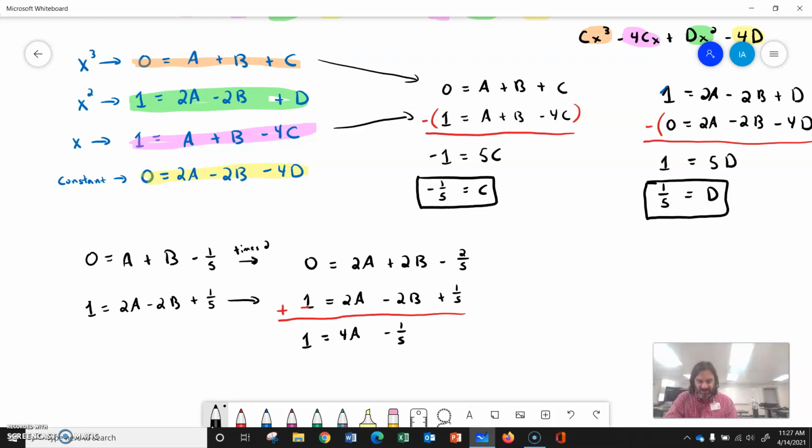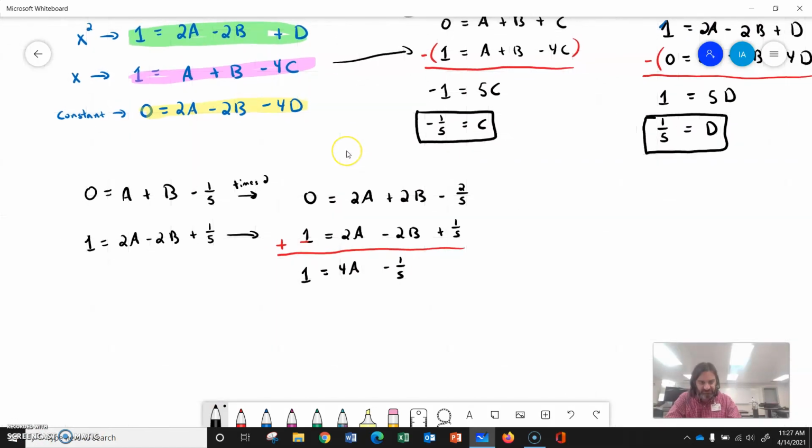Continuing that on, we'll bring the 1/5 over, so that means we'll have 6/5 equals 4a. And then we'll divide by the 4, so a equals 6 over 20, which will be a little bit better as a equals 3/10.